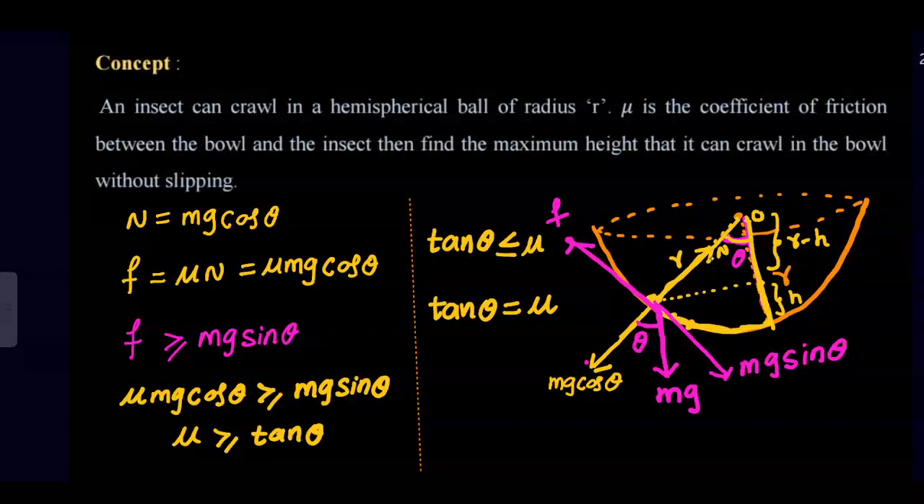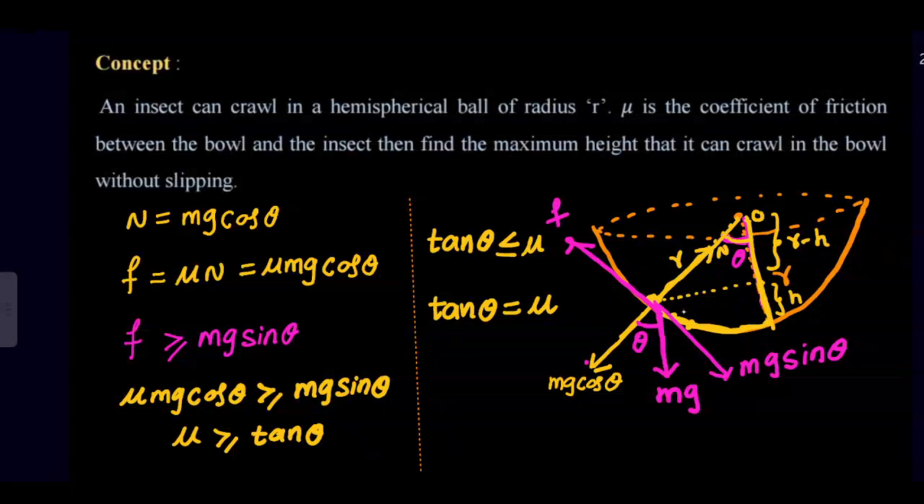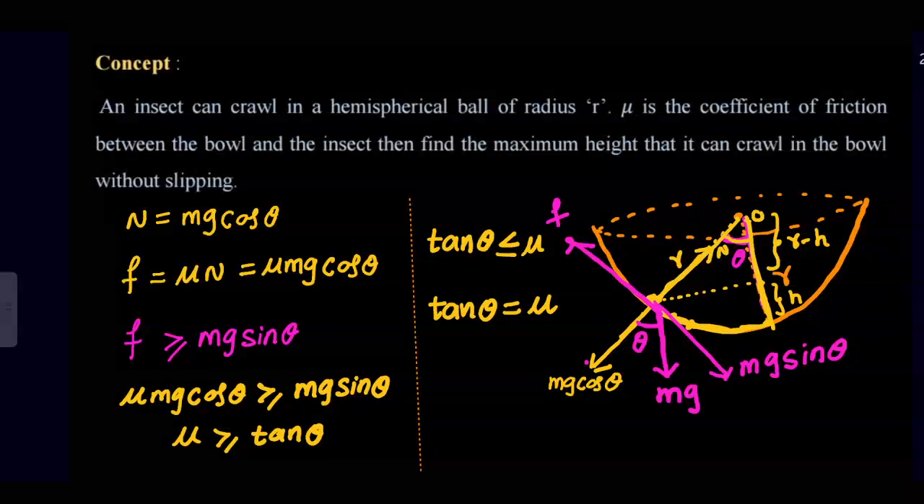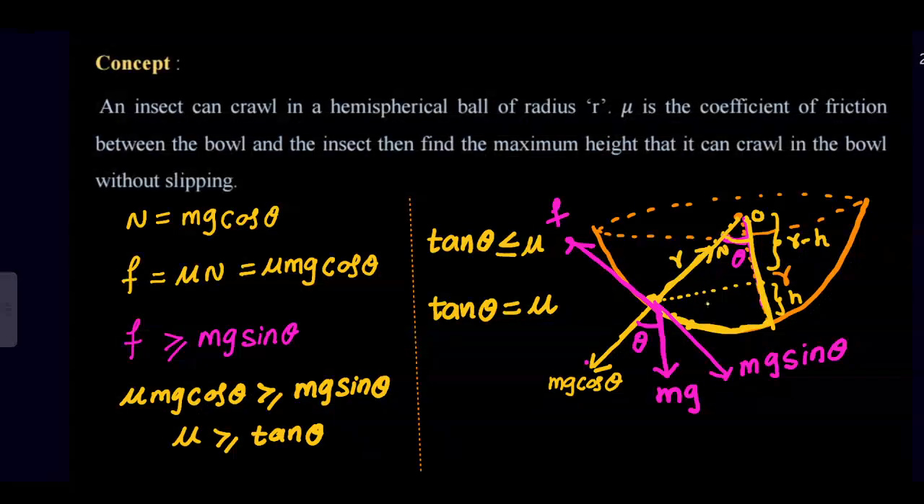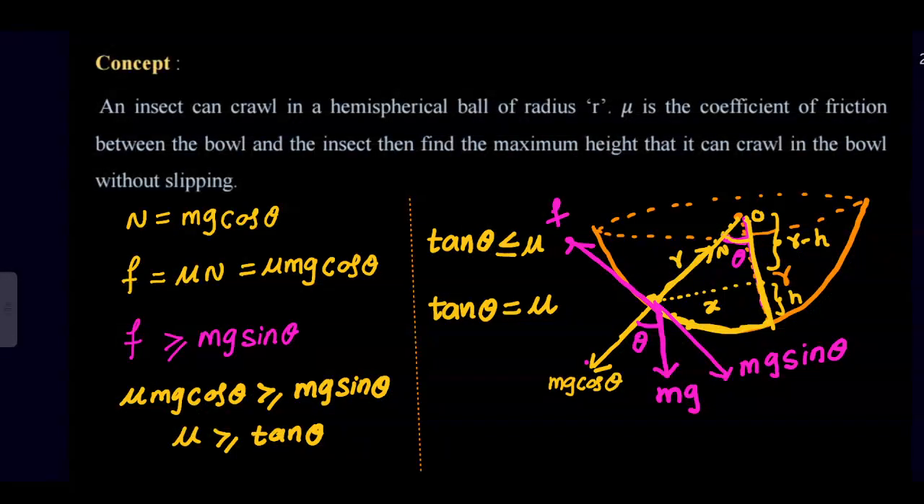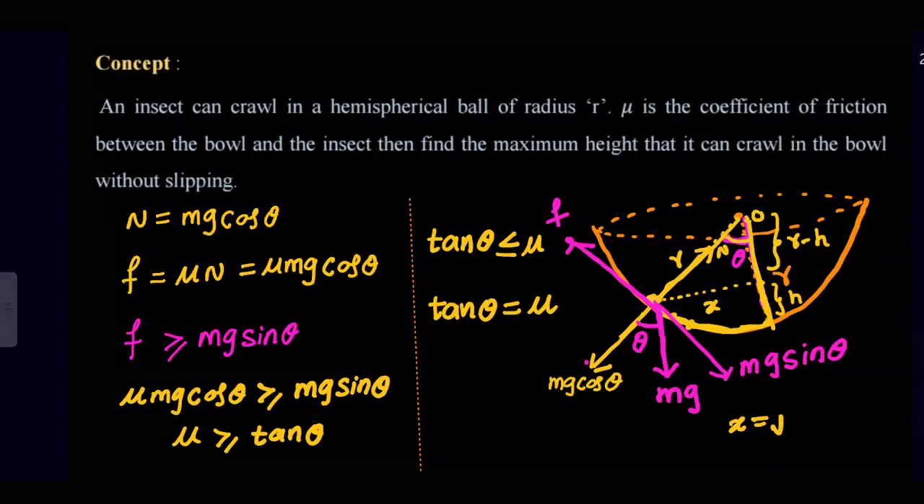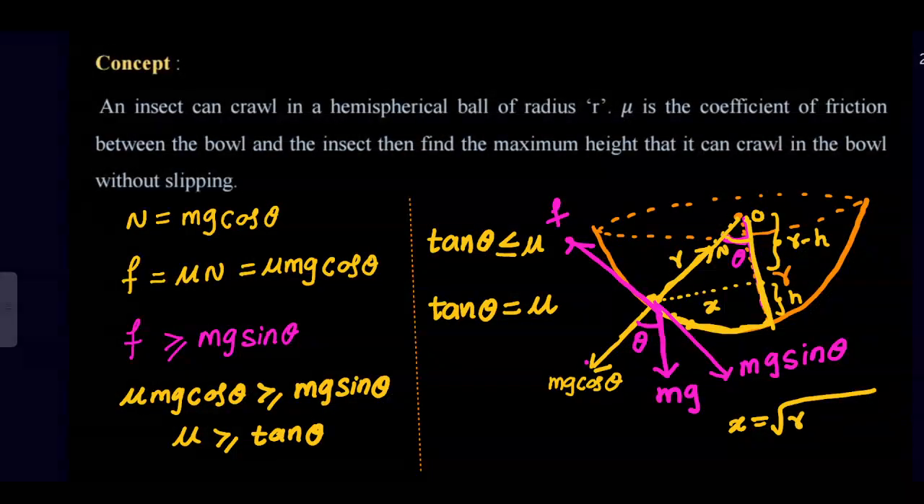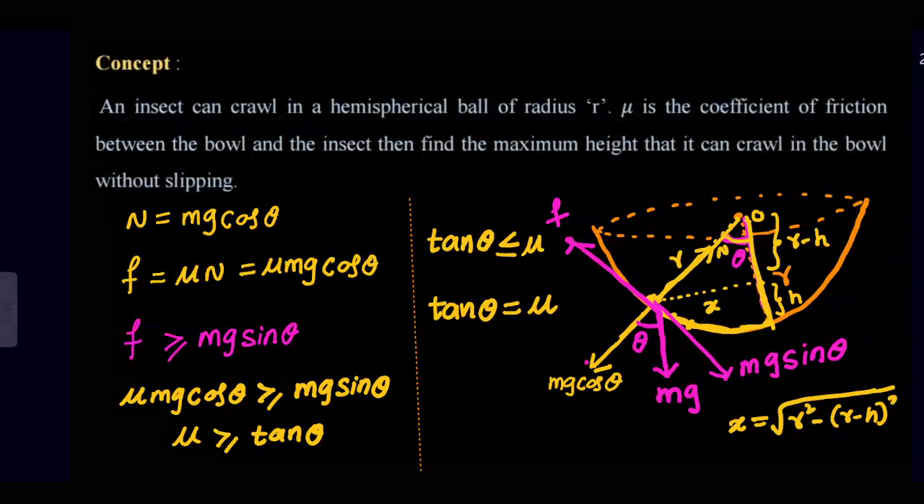Now I need to get tan theta. Tan theta will come as what? Here we don't know this value, so we should apply the Pythagoras theorem and simplify. If I call this something x, get the x value. How much is this x value? That is square root of r square minus (r minus h) whole square. Simplify.